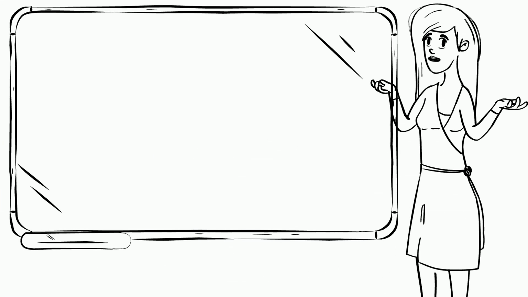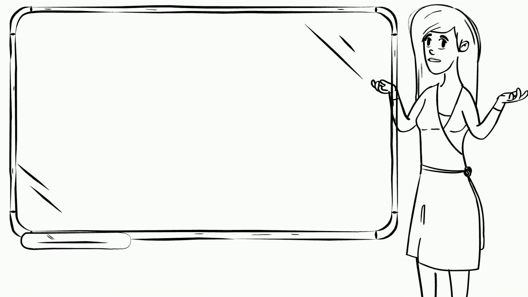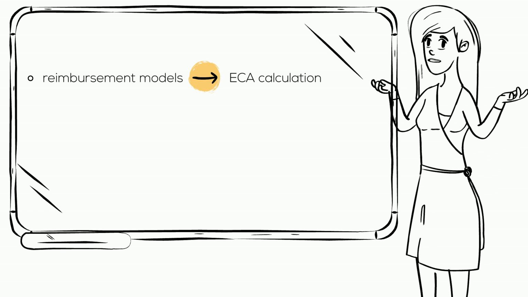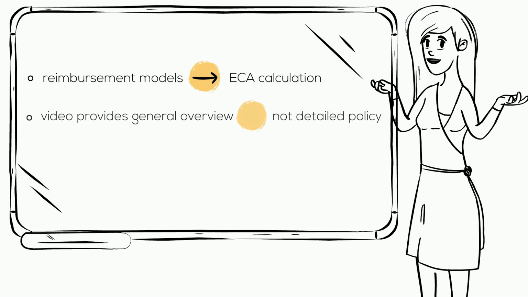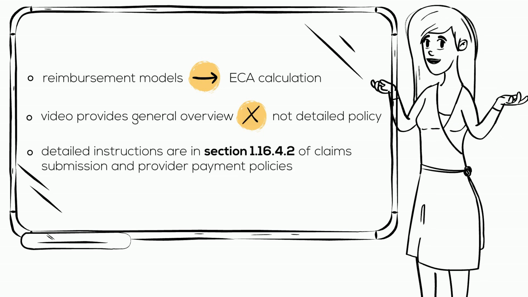That wraps up our overview of the reimbursement models. By clearly understanding these models and their policies, providers can confidently determine their eligible claim amount when submitting claims for prior approval and when claiming for payment. Remember, this video provides a high-level overview only. You must always refer and follow the policies for the most specific and up-to-date information.